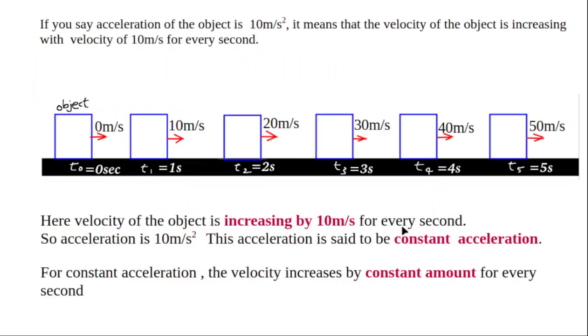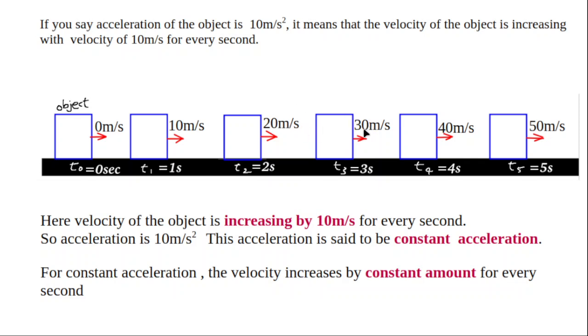That is the idea. Next, if you say an object is moving with an acceleration of 10 meters per second square, the situation is as shown below. At 0 seconds, the velocity of the object is 0 meters per second. But when time increases to 1 second, the velocity increases to 10 meters per second. Similarly, from 1 to 2 seconds, the velocity increases from 10 to 20 meters per second. Similarly, from 2 seconds to 3 seconds, the velocity increases from 20 to 30 meters per second. Every time the increment in velocity is 10 meters per second.